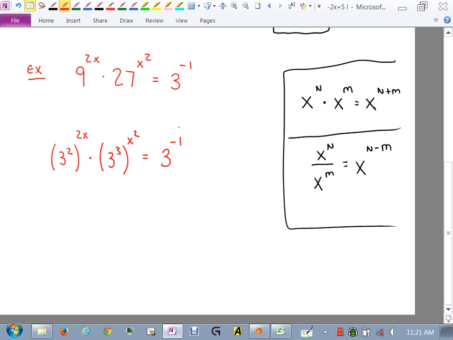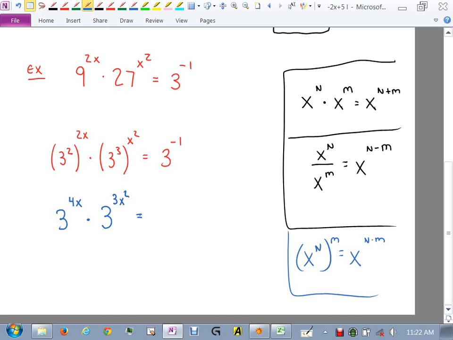Yes, we're going to use the property I had before, which I'll write down again just so we have it. That x to the n to the m is x to the n times m. So I'm about to use that one again right here and here. Okay, so I'm going to multiply 2 times 2x, which would be 4x, so it's 3 to the 4x, times 3 to the 3x squared equals 3 to the negative 1.